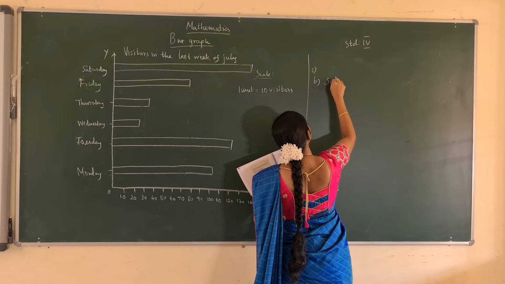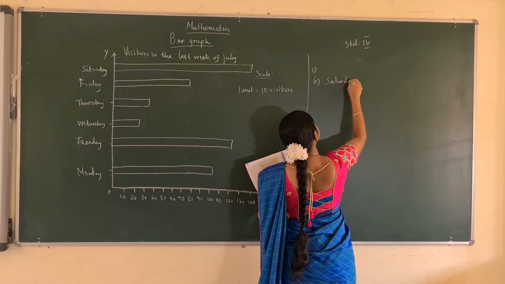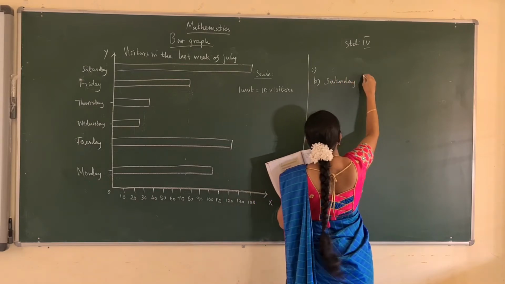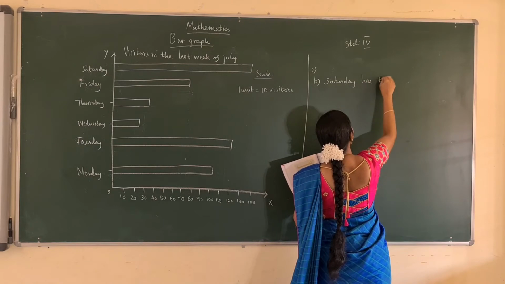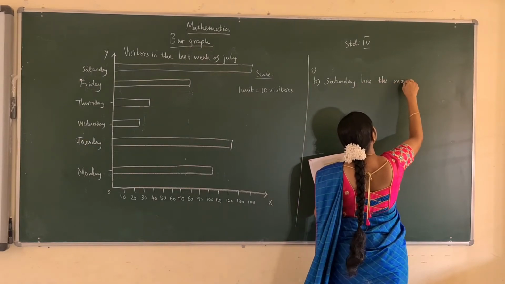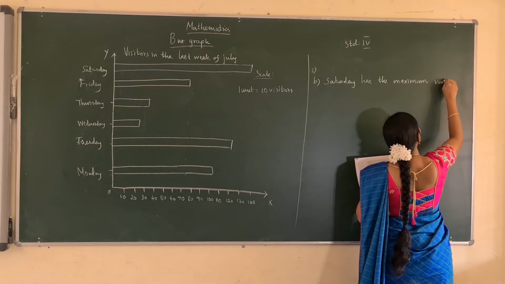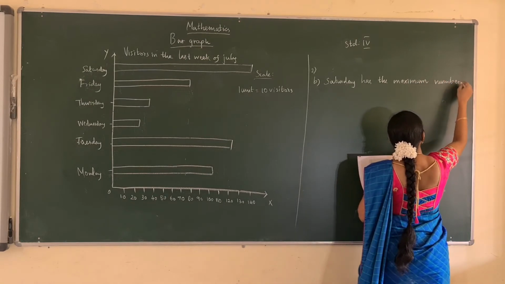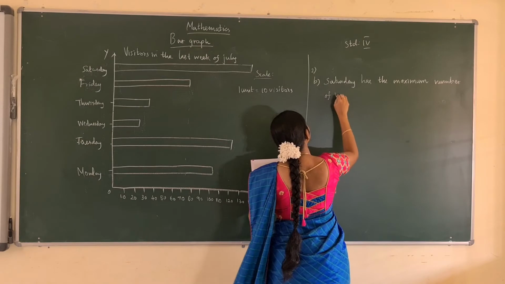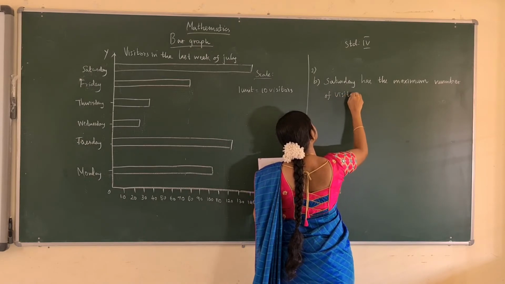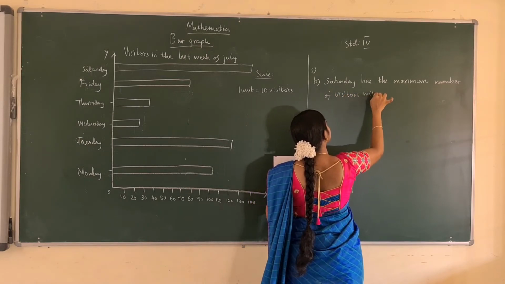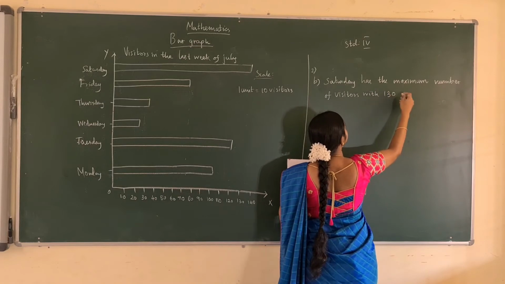For the first question, Saturday has the maximum number of visitors with 130 people.